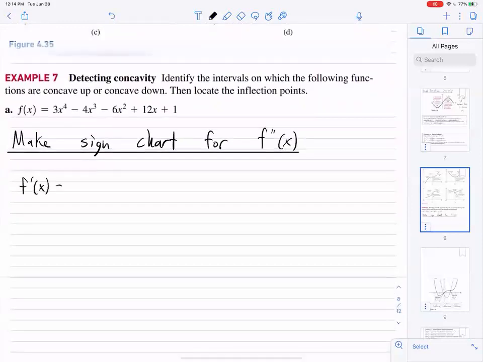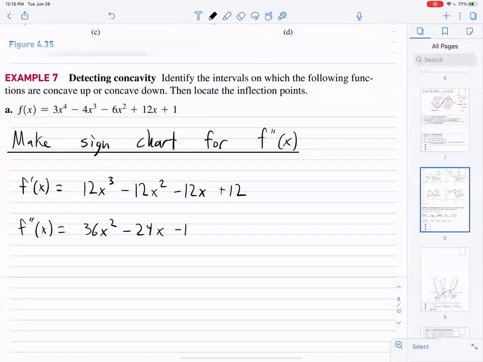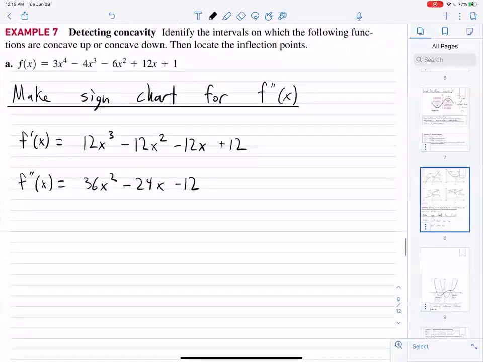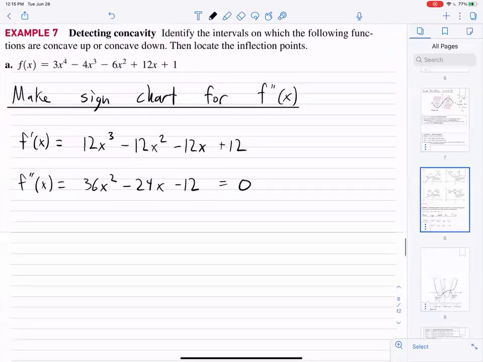Remember the first derivative, f prime of x, was 12x cubed minus 12x squared minus 12x plus 12. Then the second derivative is the derivative of that, which is 36x squared minus 24x minus 12. We want to make a sign chart for this. So we set it equal to 0 and solve. You can divide everything by 12, which gives 3x squared minus 2x minus 1 equals 0.